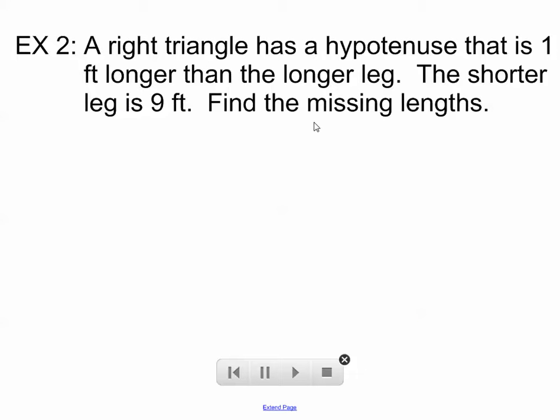Okay, a right triangle has a hypotenuse that is 1 foot longer than the longer leg. The shorter leg is 9 feet. Find the missing lengths. I definitely need to draw a picture for this. So, a right triangle has a hypotenuse that is 1 foot longer than the longer leg. So here's the hypotenuse. Here's the longer leg, x. I don't know what it is, so I'll just call it x. The hypotenuse, though, I know is 1 foot longer, so it's x plus 1. The shorter leg they flat out give us is 9.